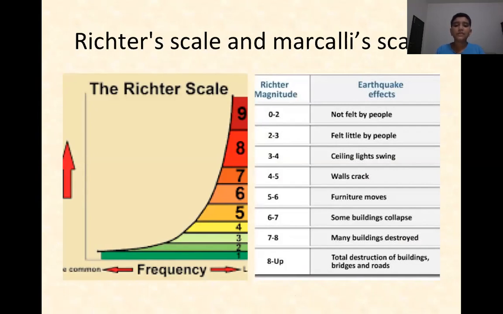The earthquakes with numbers 0 to 2 are not felt by the people. 2 to 3, they are felt a little bit by people. 3 to 4, the ceiling lights swirl. 4 to 5, the walls crack. 5 to 6, the furniture moves. 6 to 7, some buildings collapse. 7 and 8, most of the buildings get destroyed. 8 and above, there is total destruction of buildings, bridges, and roads.